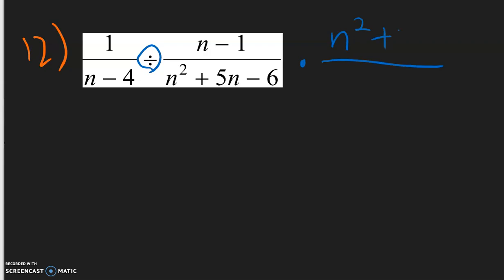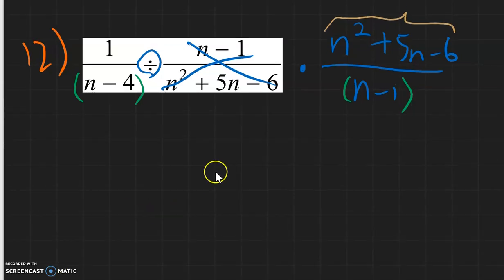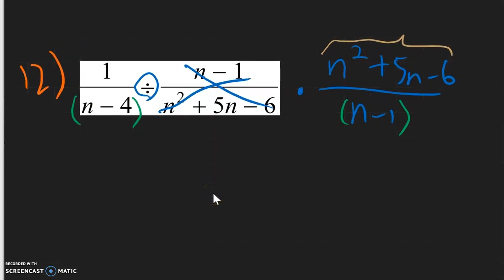So n squared plus 5n minus 6, and on the bottom we have n minus 1. So I'm going to scribble this out so we don't look at it anymore. I am going to add parentheses here and here to show that they are just one single factor. And now we need to factor this top part over here. So okay, let me bring this down so we can have room to factor. So when factoring this, what we get is going to be n plus 6 and n minus 1. So I'm going to cross this out.